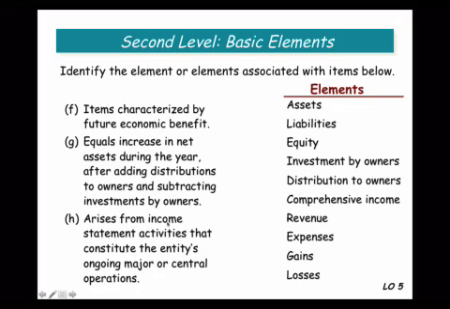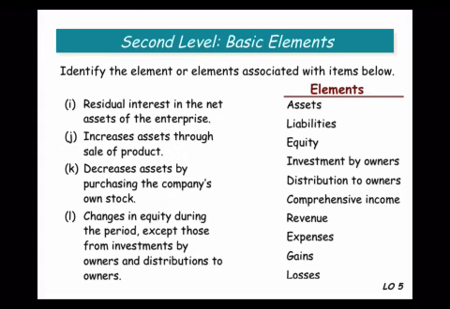H arises from income statement activities that constitute the entity's ongoing major or central operations. I would say our revenues and our expenses. That's what we're in business to do. Produce revenues, causing expenses. All of those things are major operations of the business. I, residual interest in the net assets of the enterprise. Well, that's our owner's equity, or just equity.